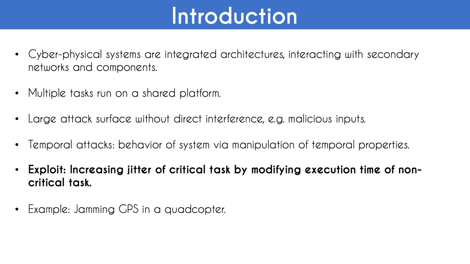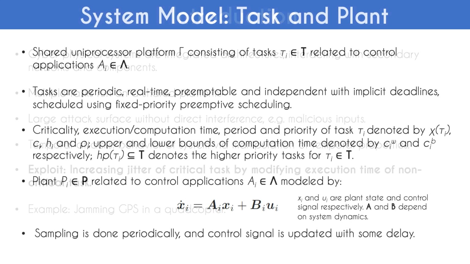With cyber physical systems and the concept of scheduling comes the physical notion of time. The authors here have shown that this opens up a whole new class of attacks, what they call temporal attacks. You can upset the stability of a control system by just manipulating the temporal properties of the system. The exploit is that by increasing the jitter of a critical task, which they do by modifying the execution time of non-critical tasks, they can upset the entire system, and we can look at how they do it.